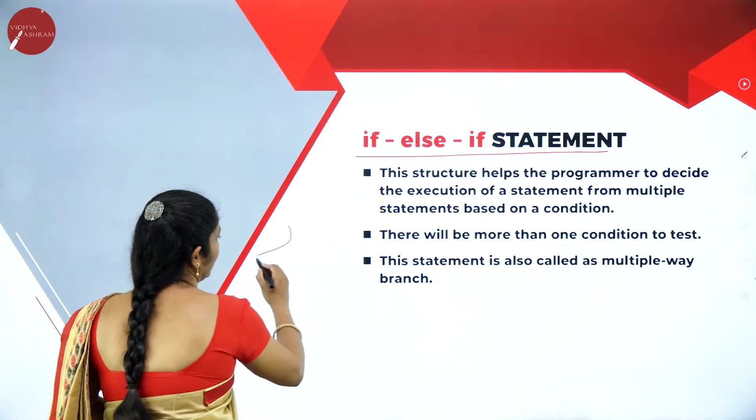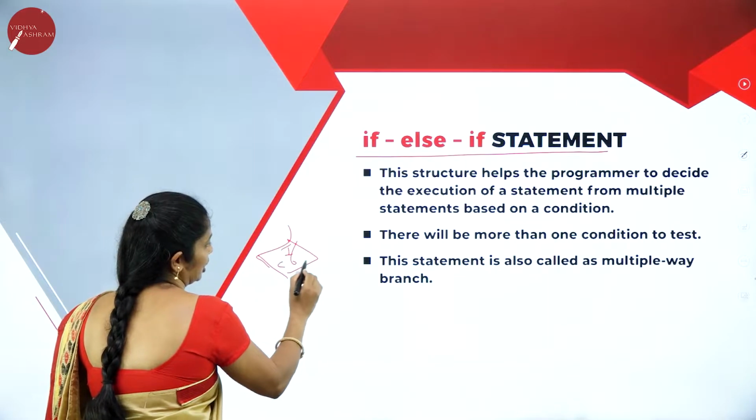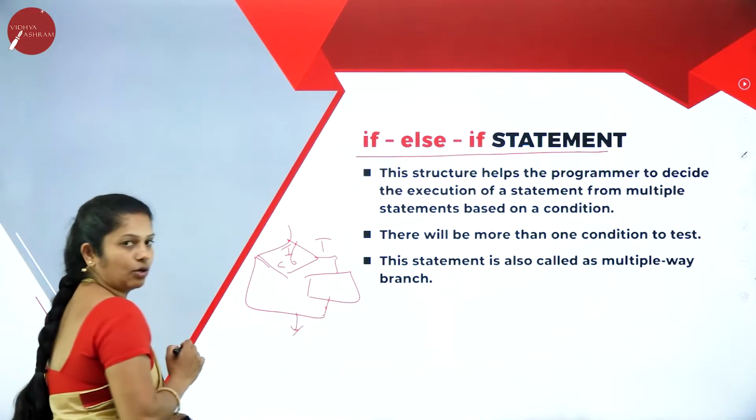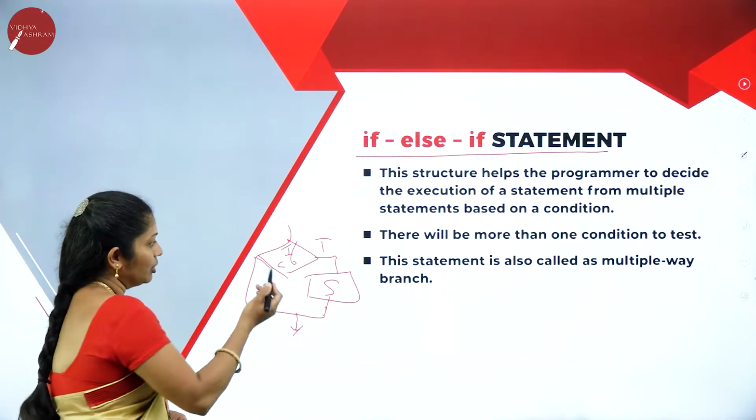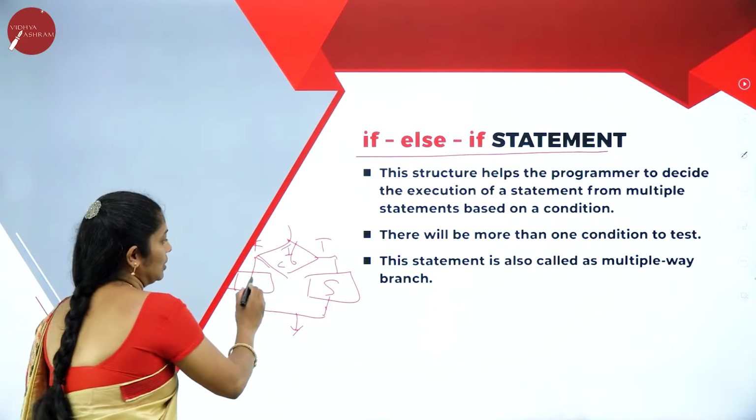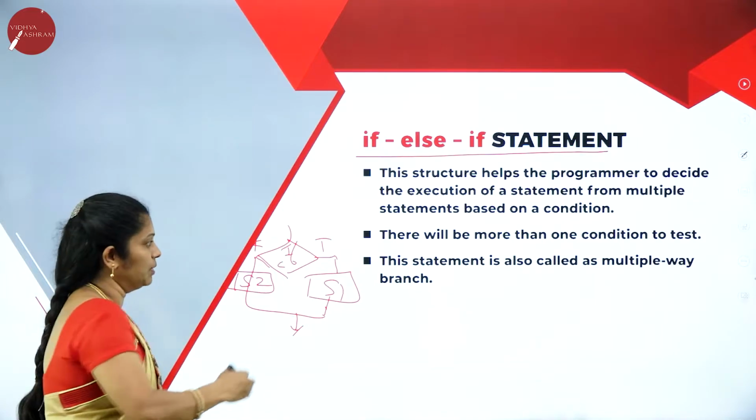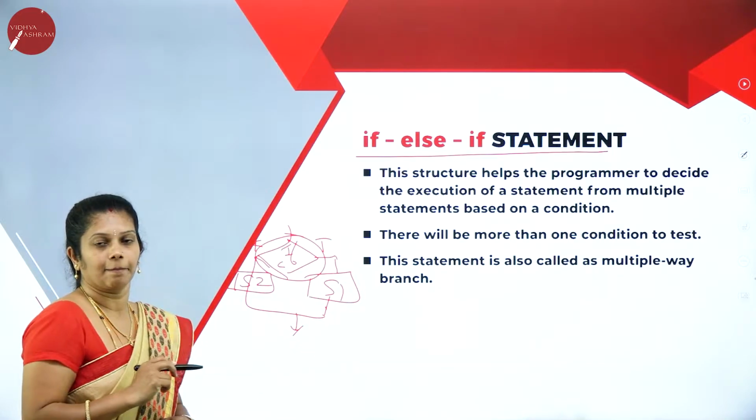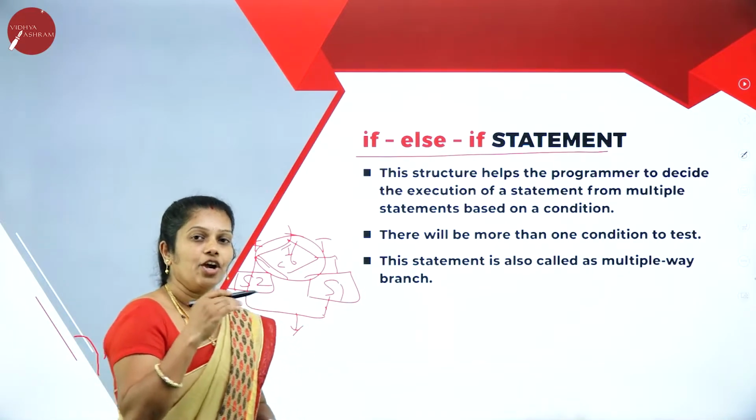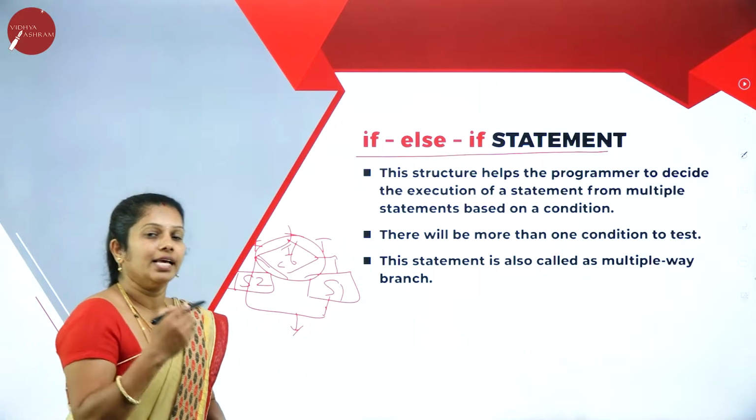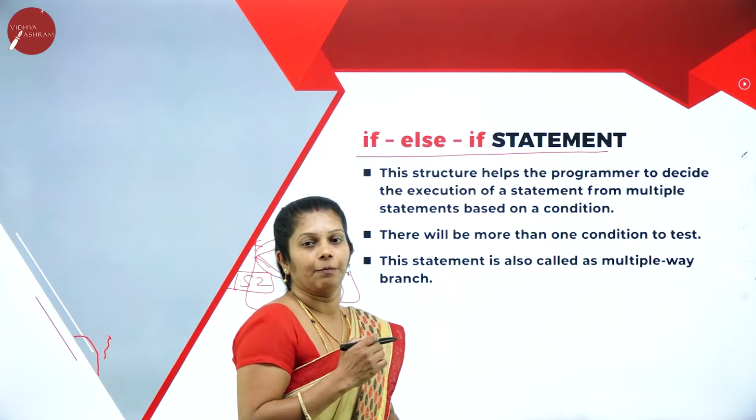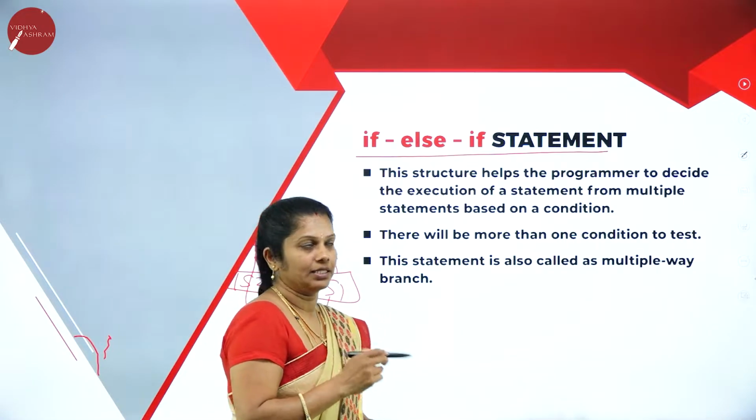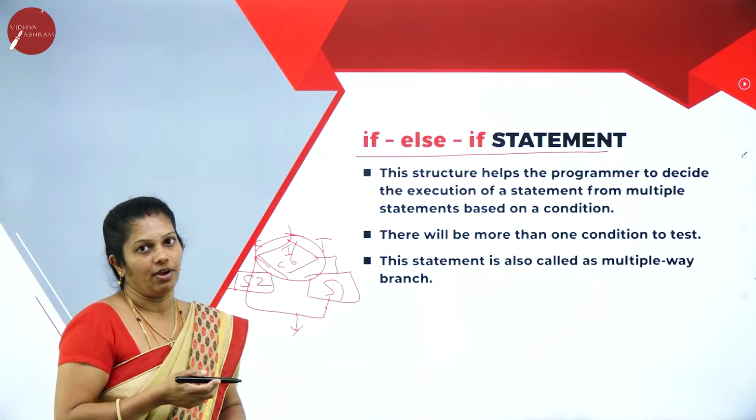In if we have only one condition, and if it is true, then the statement will execute. Finally, it will come out from that concept, that is if statement. Whereas in if else statement, if it is false, then also some particular statement will execute. That means only one condition is there. But when we come to if else if, multiple conditions are there. Depending upon that condition, the statement will execute. That's why it is called as multiple way branching. The if statement is called as one way branching, if else statement is called as two way branching, whereas if else if can be called as multiple way branching.